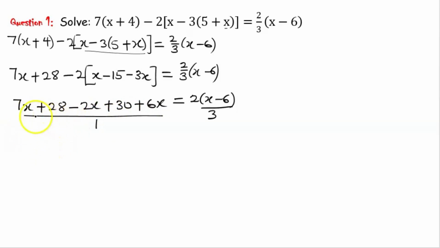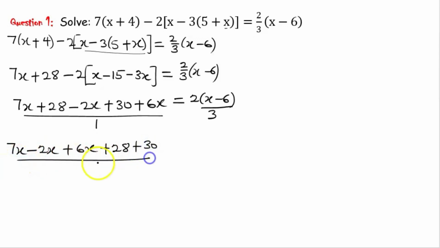Alright, so what do we do? We collect the like terms at this numerator. So we have 7x, we have negative 2x, we have positive 6x. Then we have positive 28 and also positive 30 divided by 1. And on my right hand side, we are going to use this 2 to also remove this bracket. We are going to have 2x minus 12 divided by 3.